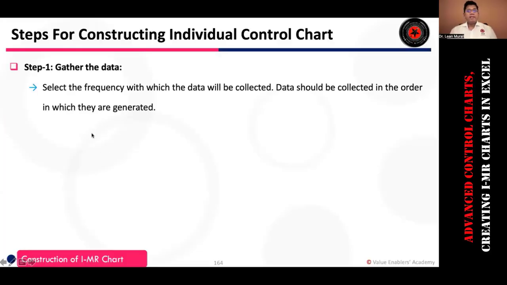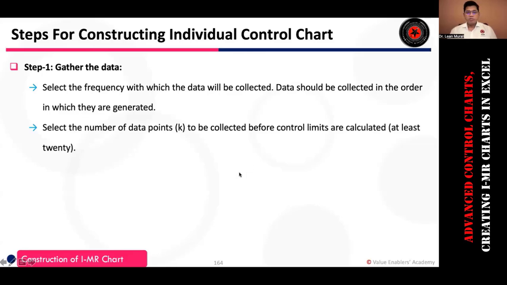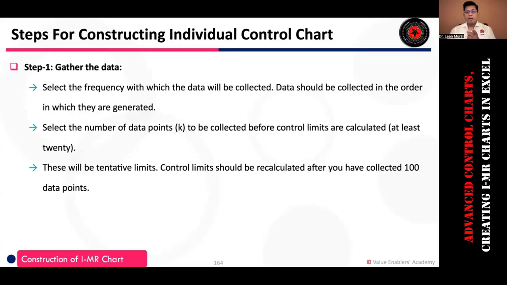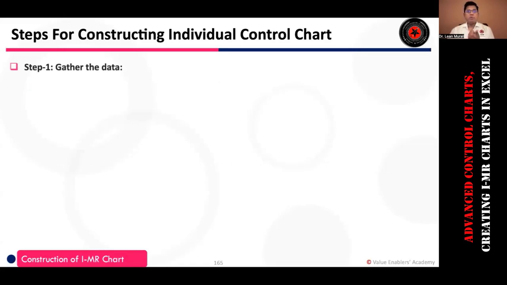Okay, in gathering the data, select the frequency with which data will be collected. Data should be collected in the order in which it is generated. Then select the number of data points, and the control limits will be calculated after you have collected 100 data points. Record the individual sample. I'll give you an example of how to do that.